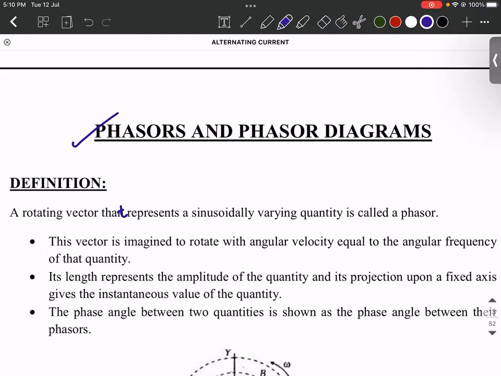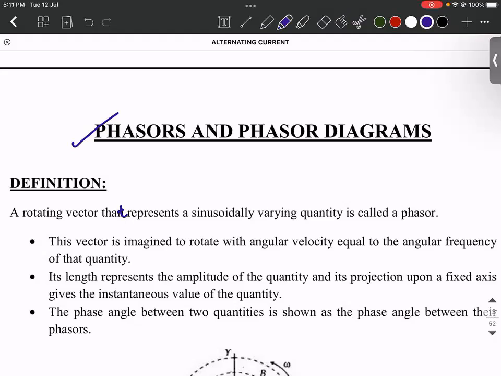The next point is its length. The length of that vector represents the amplitude of the quantity. Write it down. You first write down, then I'll explain. Its length represents the amplitude of the quantity, and its projection upon a fixed axis gives the instantaneous value of that quantity.